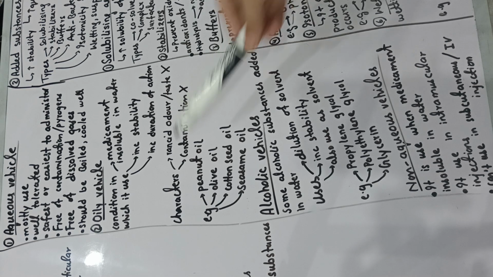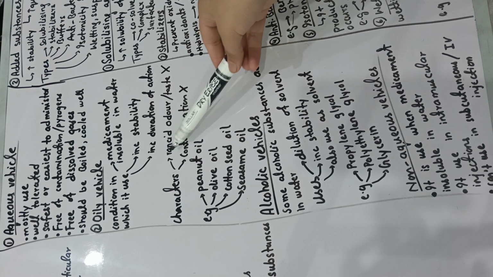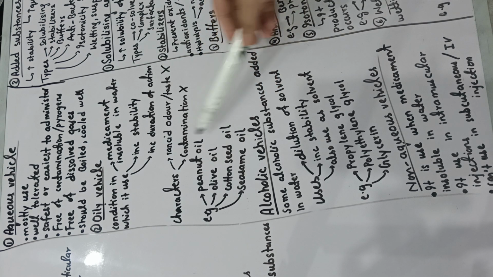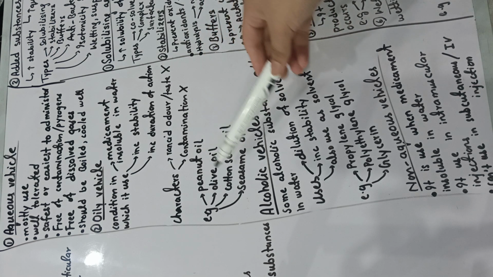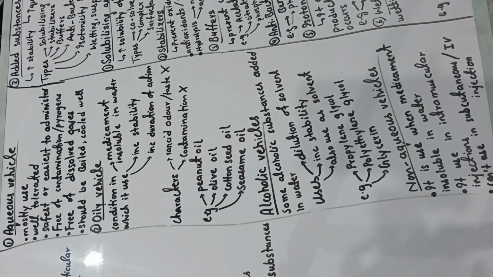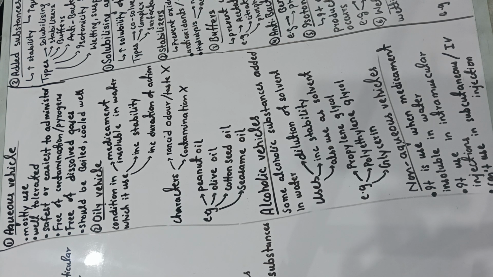It has some characteristics: it should not have a rancid odor or taste, because if it has a very bad taste or odor, it will cause various kinds of reactions, and it should be free of contamination. Examples of oils which can be used are given here, like peanut oil, olive oil, coconut oil, and cottonseed oil. This oil is obtained from the seed of the cotton. And sesame oil. All these oils are obtained from vegetable sources, so they can be added, because they have no side effects inside your body.